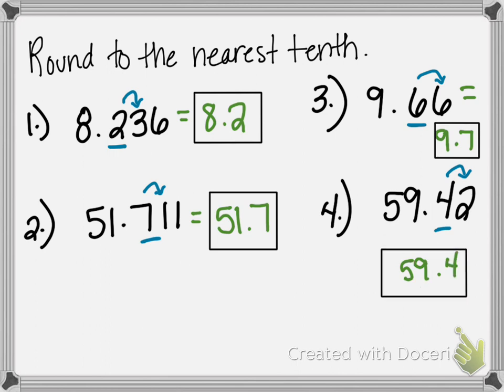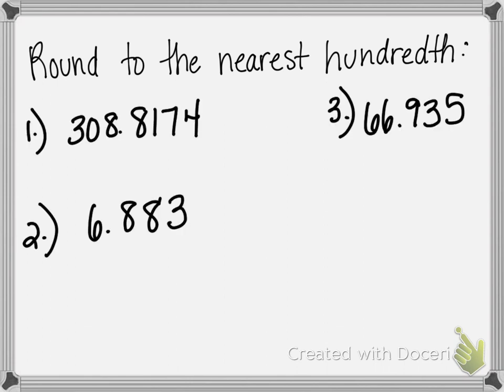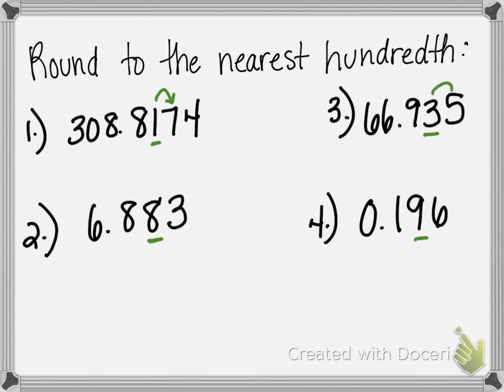Okay, let's do one more round and then we'll be done. Now we are rounding to the nearest hundredth. So we're underlining the hundredths place. These are longer numbers. The hundredths place is the second digit to the right of the decimal place. And then you're going to look next door to determine whether that underlined digit will add 1 more or whether it will stay the same.